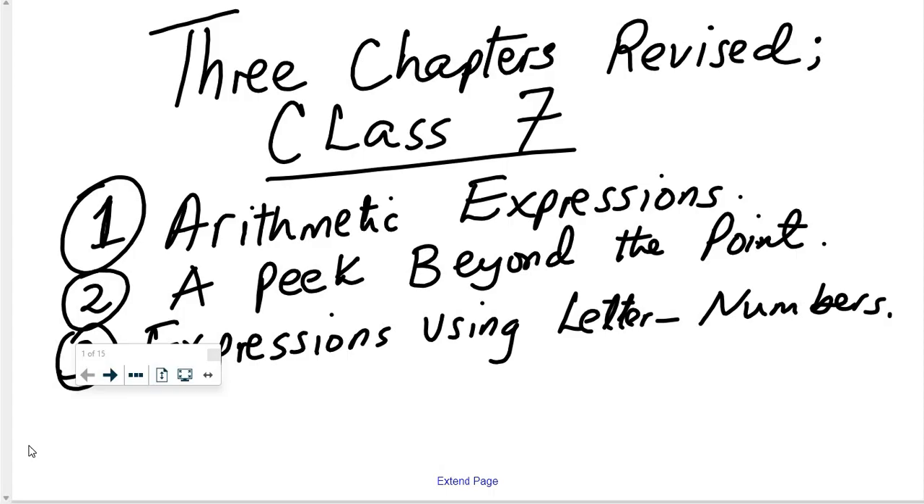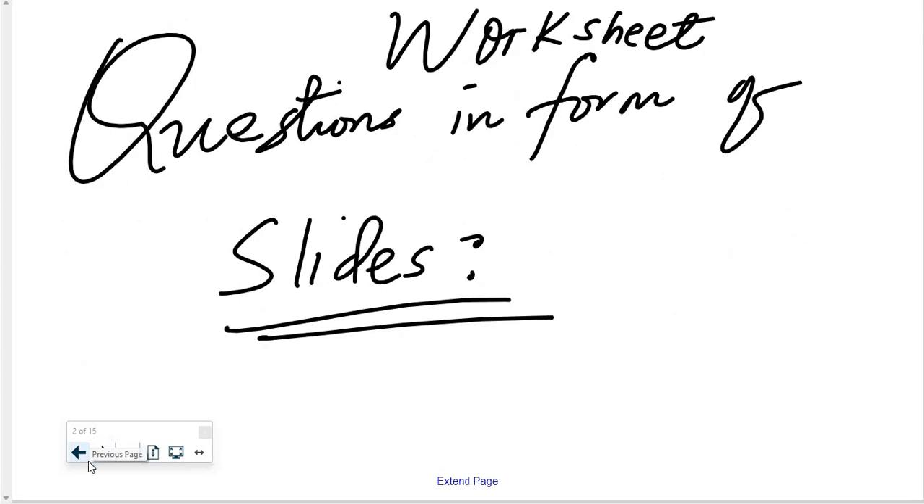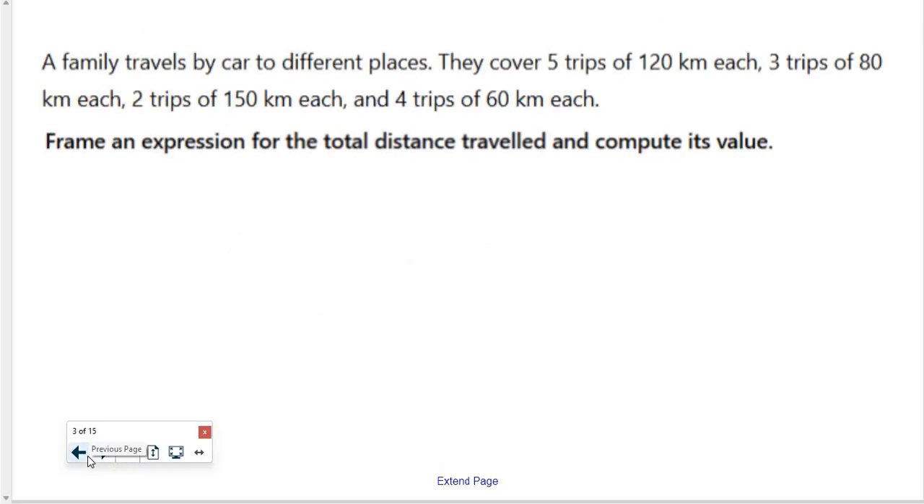I will be revising 3 chapters of class 7. The first chapter is arithmetic expressions, the second chapter is a peek beyond the point, and the third chapter is expressions using letter numbers. I'm going to revise these 3 chapters in the form of questions, and these questions have been arranged in the format of slides. All right, so without delay, let us get started.